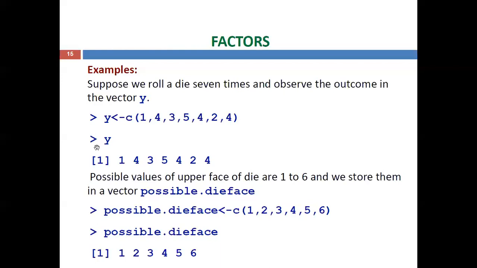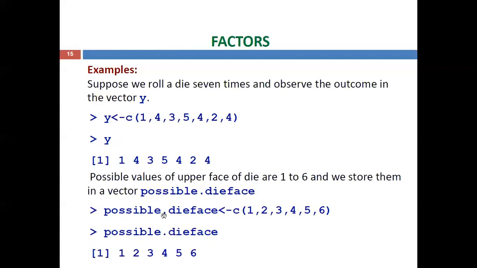Now you can see the outcome of y, simply by calling y. In the same order it displays whatever outputs you stored. Then the possible values of the die are 1 to 6, and we store them in a vector named possible.die.face.